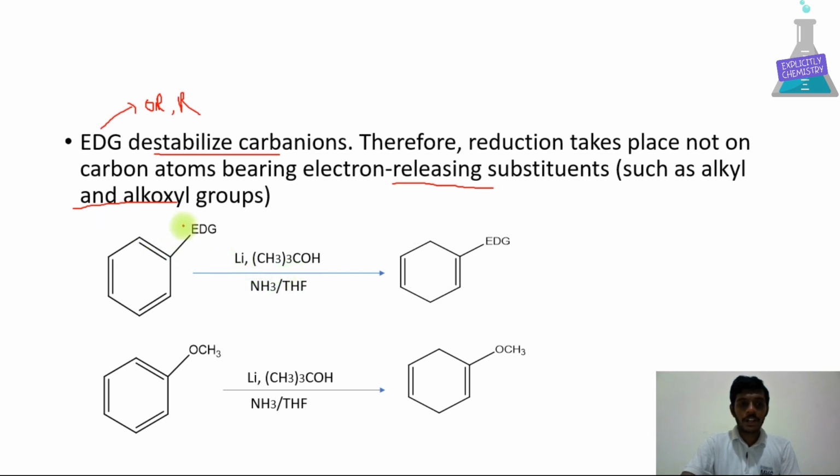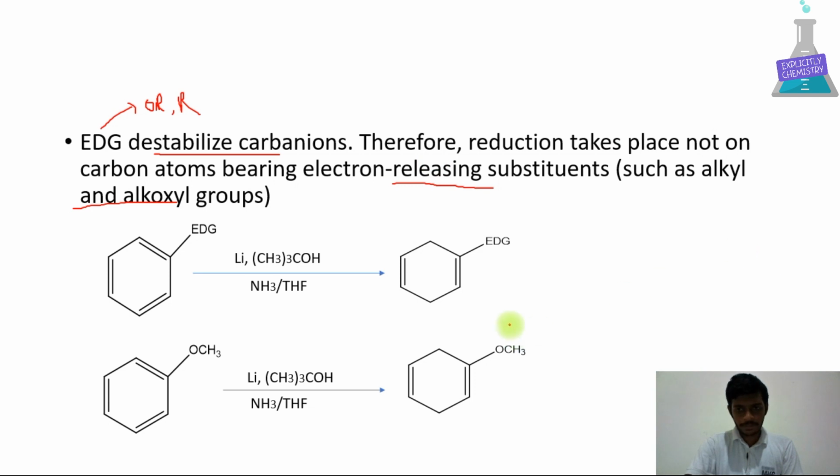Usually for electron donating groups, lithium, a strong reducing agent, is used. Here we have liquid ammonia, we add lithium, and we add an alcohol. This is anisole, which has an electron donating group. The carbon atom bearing the electron donating group is not reduced. This is the cyclohexa-1,4-diene.